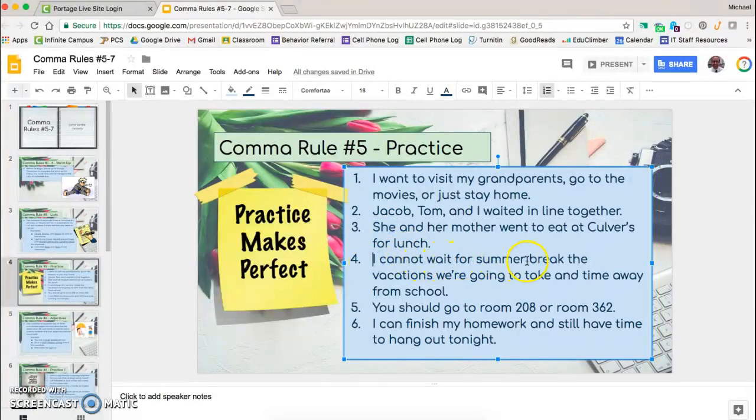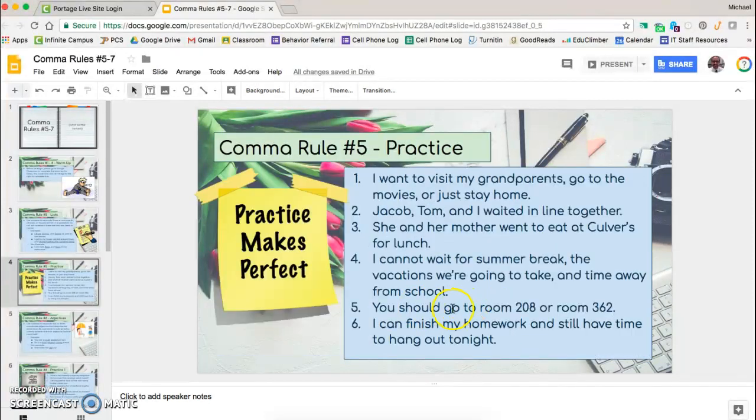I cannot wait for summer break, the vacations we're going to take, and time away from school. It's kind of a redundant sentence, but still we have cannot wait for summer break, that's the first thing. Summer break is actually the first thing I cannot wait for, and then it's a list of what the person can't wait for. So we put a comma here. The vacations we're going to take is the second thing that is in our list, and then time away from school is the last thing. Again, the comma at the end is coming before the word and.